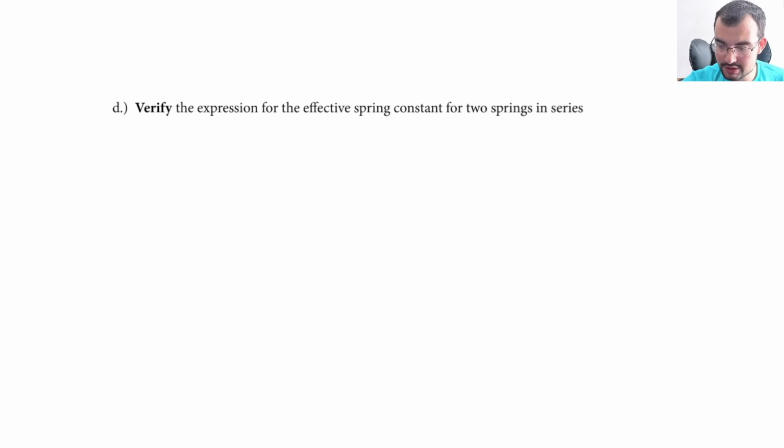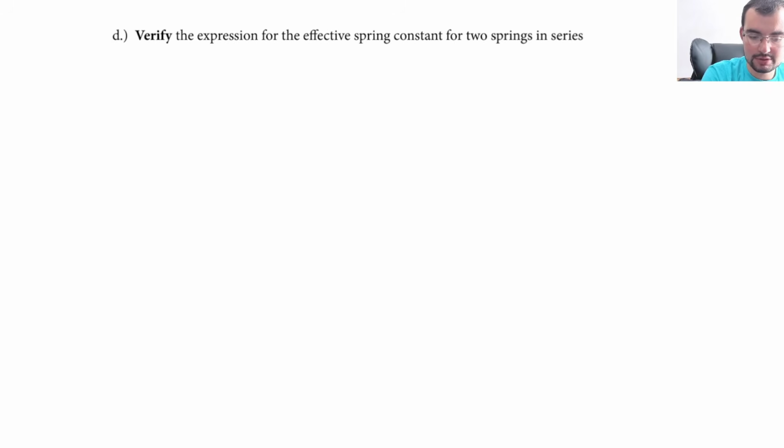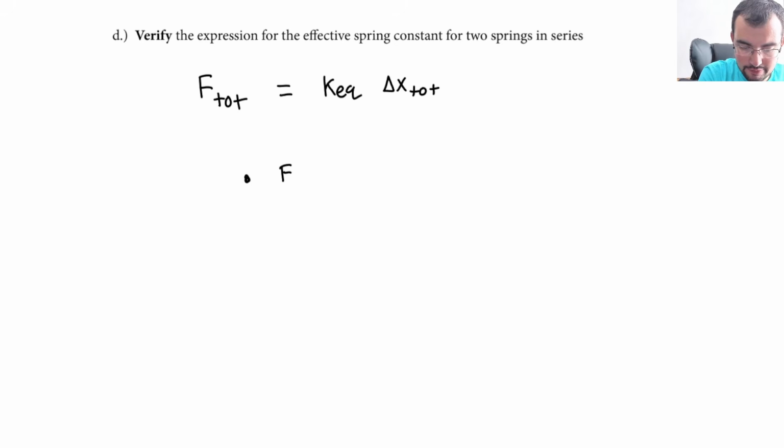All right, let's verify the series formula. We always start from the same spot. Total force is equal to the equivalent spring constant times the total extension. Here we have the total force is the same as the force from the first spring, which is the same as the force from the second spring, which is just some value F.